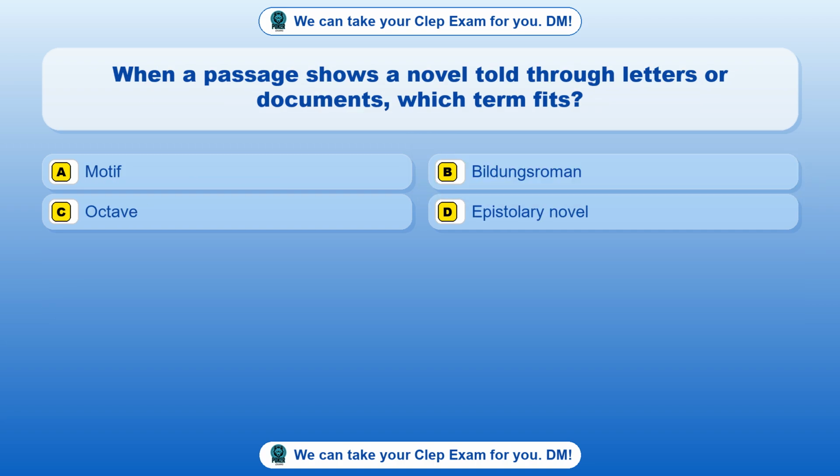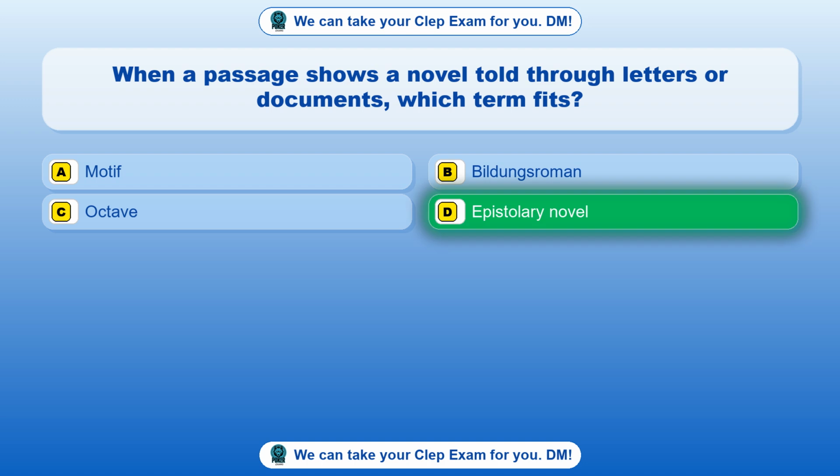Question 4. When a passage shows a novel told through letters or documents, which term fits? Option A. Motif. Option B. Bildungsroman. Option C. Octave. Option D. Epistolary novel. The correct answer is option D.